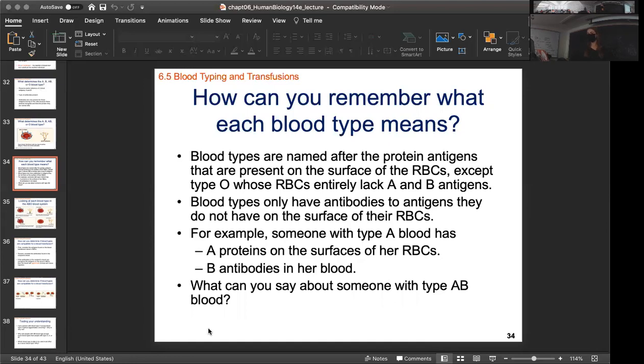So what can you say about someone with type AB blood? Let's talk about that. If somebody has type AB blood, let's talk about their antigens first. Somebody want to tell me what type of antigens they have? You can just yell it out loud. Would they have both? They would have both. So they'd have the lollipop one that they were showing on there, the blue one, but they'd also have the branchy one. They have both A and B antigens. And then the antibodies, what type of antibodies would they have?